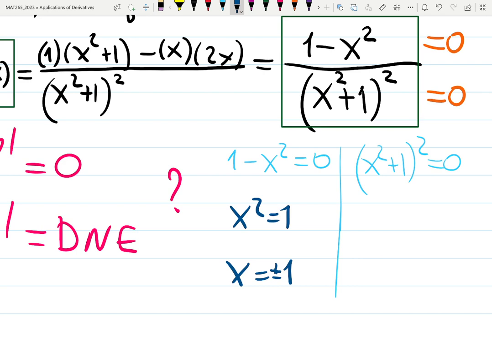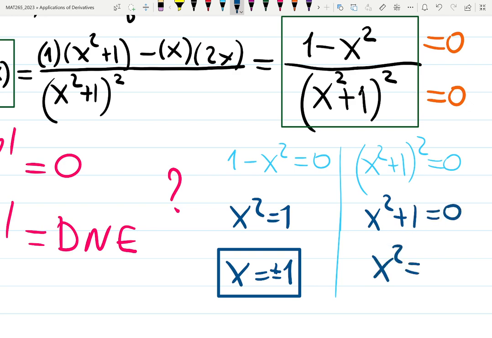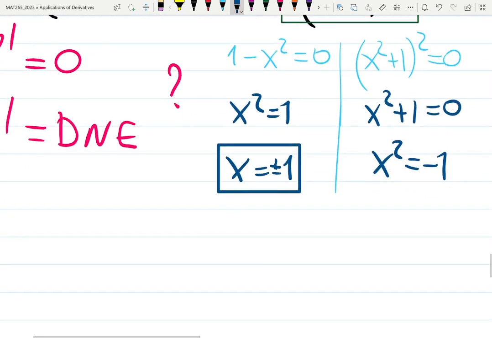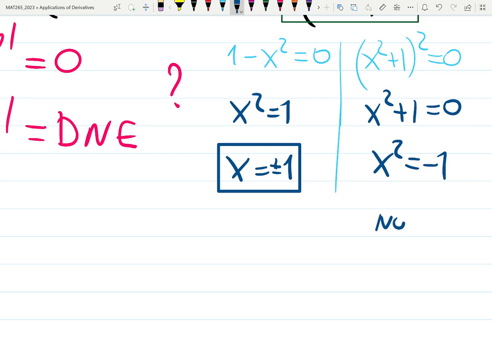Plus or minus 1, don't forget that. 2 points. How about the second one? x squared plus 1 equals 0 because it's squared. x squared equals minus 1. What's the solution? If there's no i, then no solution. No solution in real numbers. That's how we say it. So no solution in R.